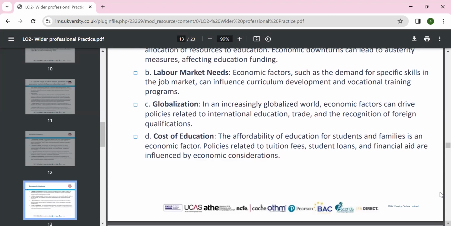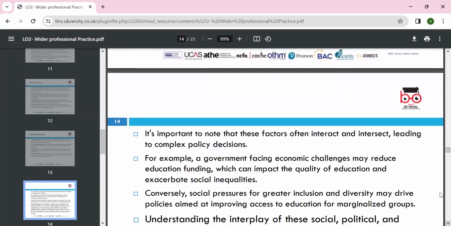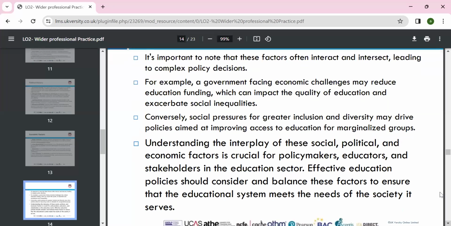Cost of education: affordability of education for student families is an economic factor, and policies related to tuition fees, student loans, and financial aid are influenced by economic considerations. It is important to know the factors that lead to complex policy decisions. Sometimes some courses may need to be phased out and replaced with new funding, keeping in view the opportunities, employment, and the student loan, and how we can recover it.